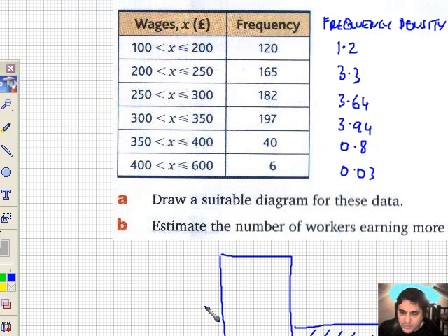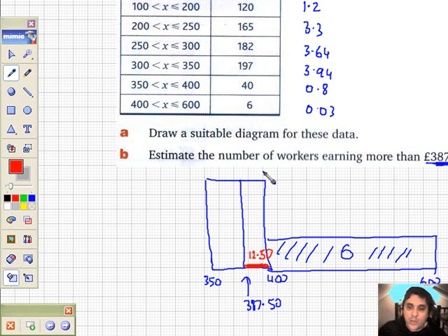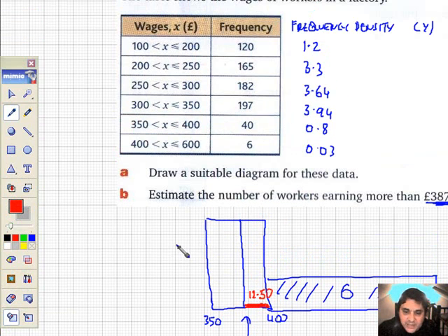Now, imagine if you would, this line right here represented the value £387.50. The question is, what is that part of the bar width just there? What is it? Well, from £387.50 up to £400, you're looking at £12.50. Try and make it fit just there. Right? So that little part is a bar width of £12.50. Now we know the height of that little bar is 0.8 from the frequency density before. Again, it's also on the histogram on the other page.